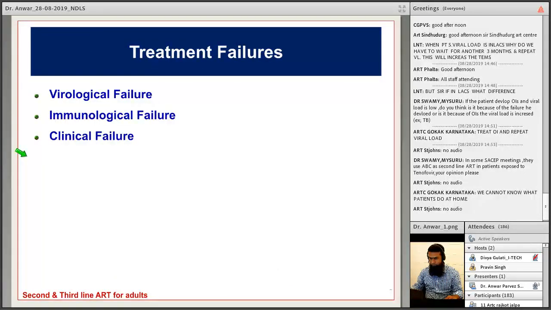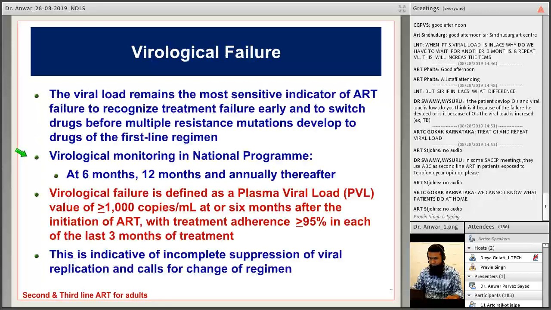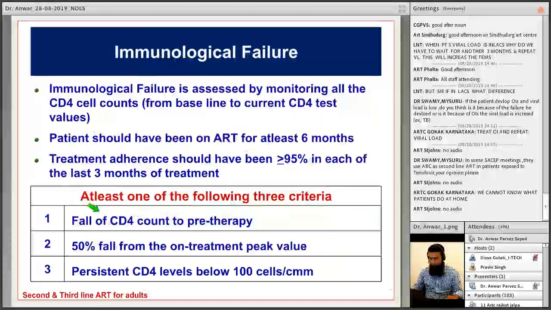So failure can be of 3 types: virological failure, immunological failure, and clinical failure. Virological failure means that even after taking 6 months of regular ART, which means with good adherence, if the viral load is more than 1000 copies per ml, that is called virological failure. This is the one based on which we take all important decisions these days. But earlier we also used to look at immunological failure, which is still important for some reasons. And this is how we define immunological failure: if CD4 has fallen below the pre-therapy baseline, or there is a 50% fall from the on-treatment peak value, or if it is not rising above 100 even after 1 year of therapy.